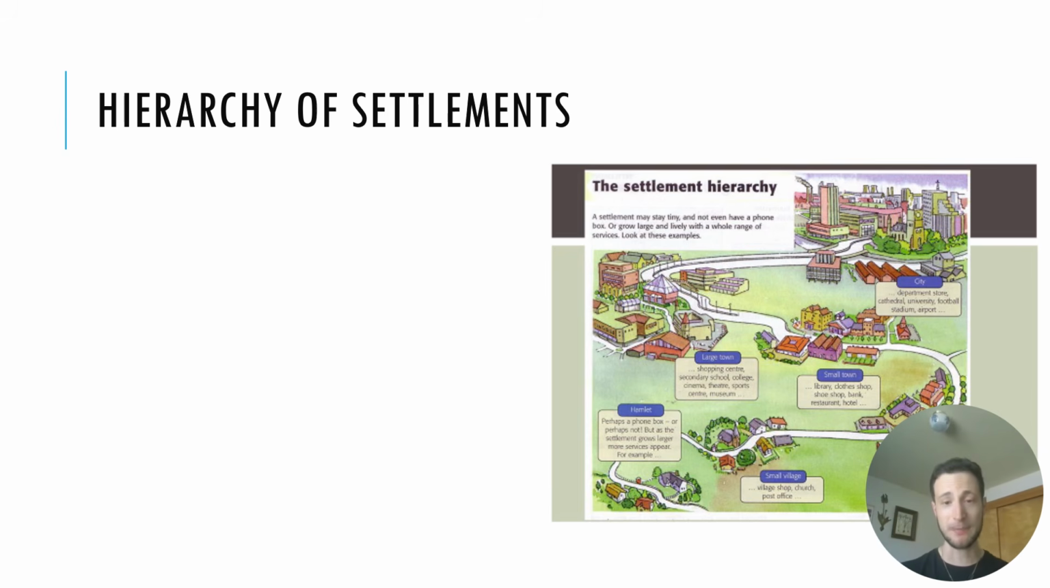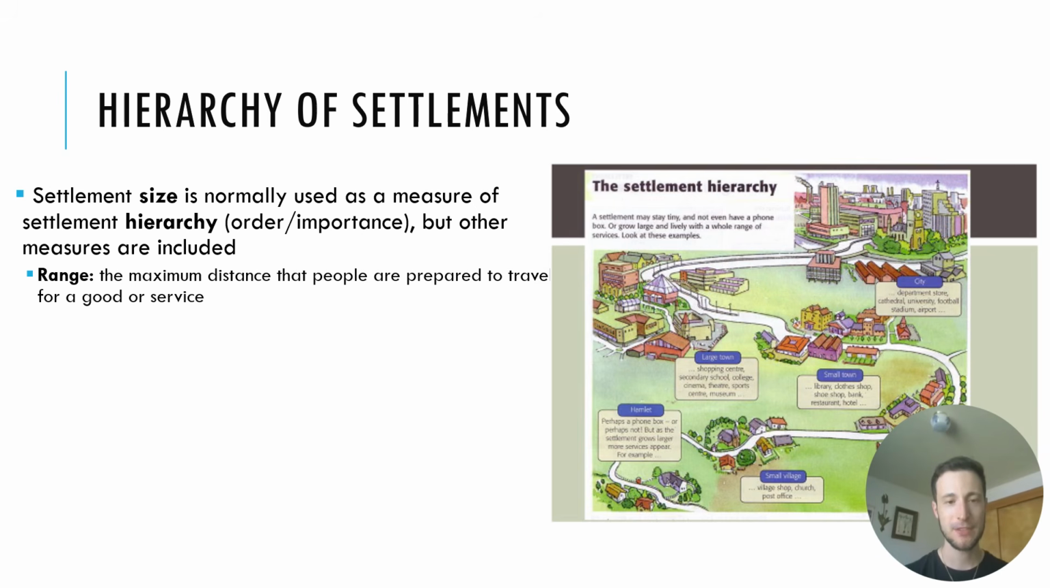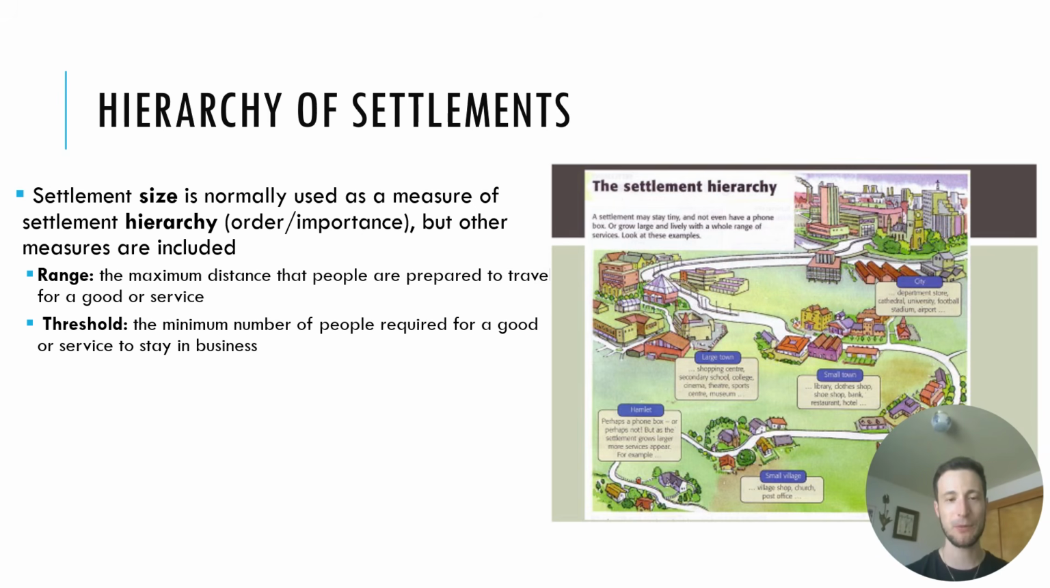We also talked about the hierarchy of settlements. So what does that mean? It means that there's different sizes of settlements, and as a place gets larger in population, where the size grows, you're going to see different types of uses and purposes for that area. So we talked, the 2 big concepts here were range and threshold.